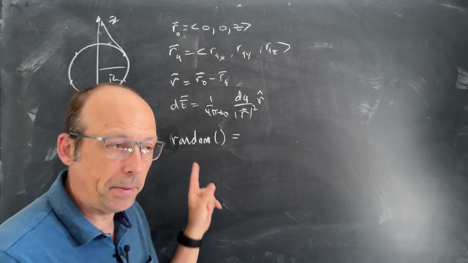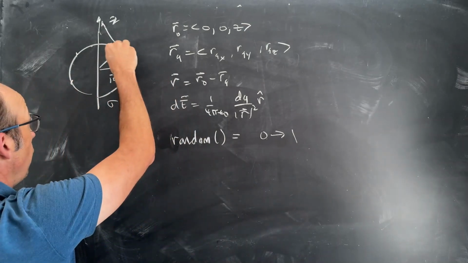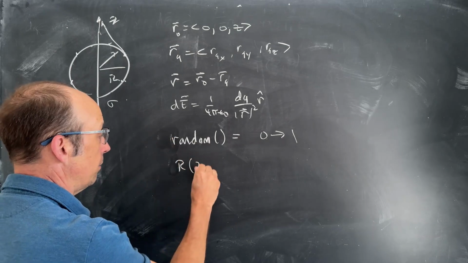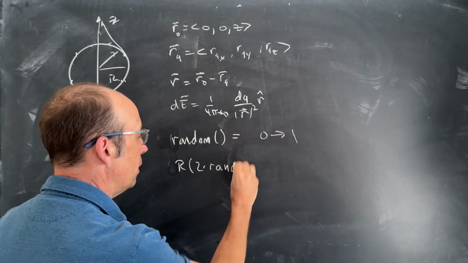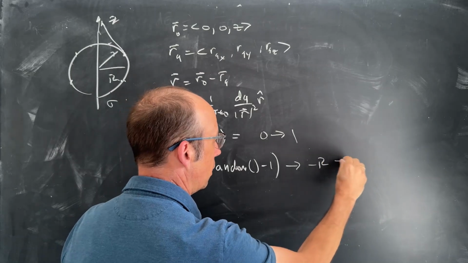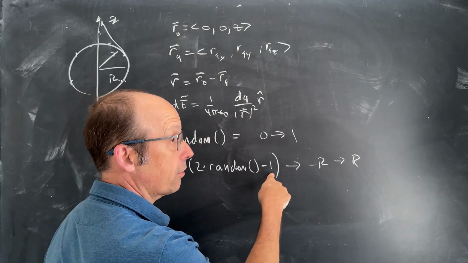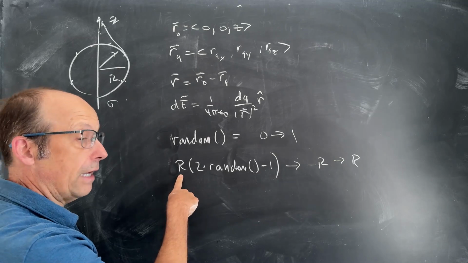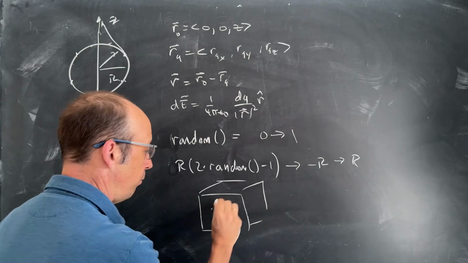In Python, random returns a number between 0 and 1. So if this has a radius of r, I can do r times 2 times random, minus 1. And this will give me a number between negative r and r, right? Because 2 times random is 0 to 2, minus 1 is now negative 1 to 1, and then I multiply it by r, and I get from negative r to r. If I do that for the x, y, and z direction, what I'll get is a cube of points uniformly spread.